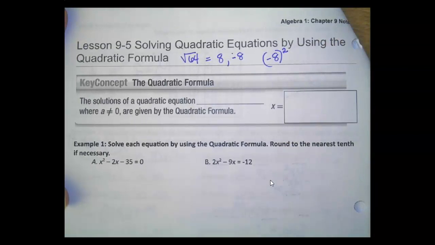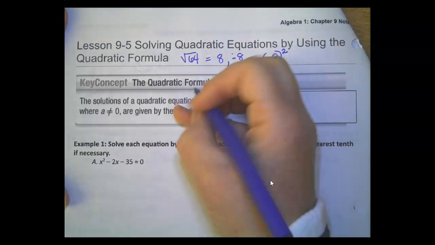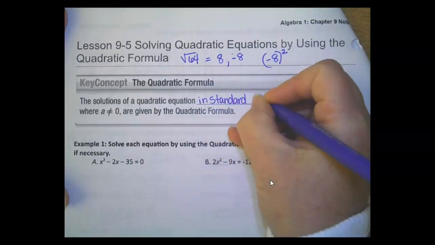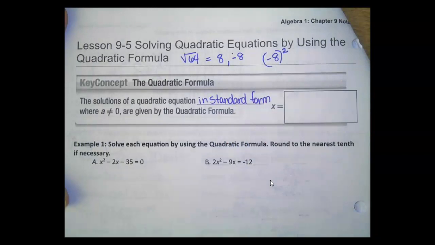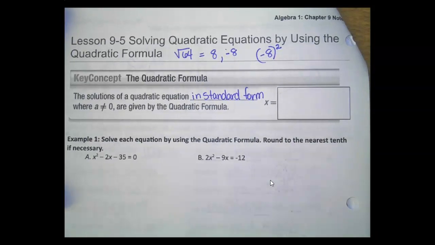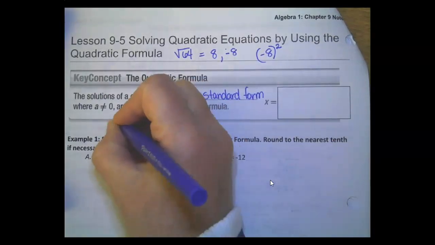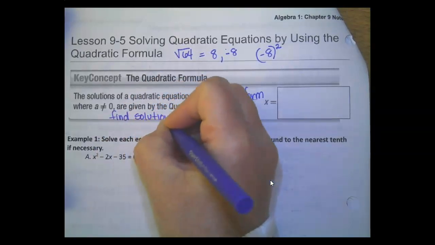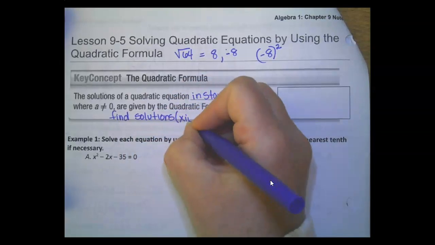So here we go. The solutions of a quadratic equation in standard form are given by the following formula. Now this one is always given to you. You will see this on your reference sheets everywhere. It's nothing you need to memorize. You just need to see it and know what it is. The other thing is, why are we doing this? Because this helps us find those solutions. And when I say solutions, I mean those x-intercepts.